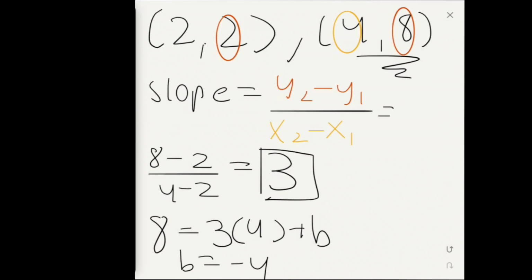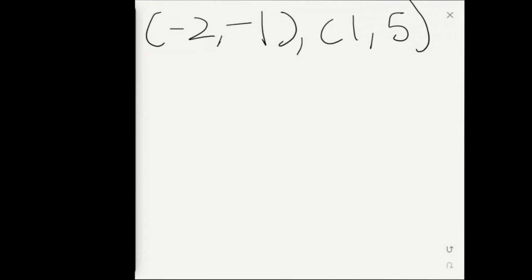So now we have our value of b. Lastly, use the slope and the intercept you found to write the equation in the form of y equals mx plus b. Y equals 3x minus 4. And that is our answer. Now it's your turn. Say you have the points -2, -1, and 1, 5. Find the equation in the slope-intercept form from these 2 points.